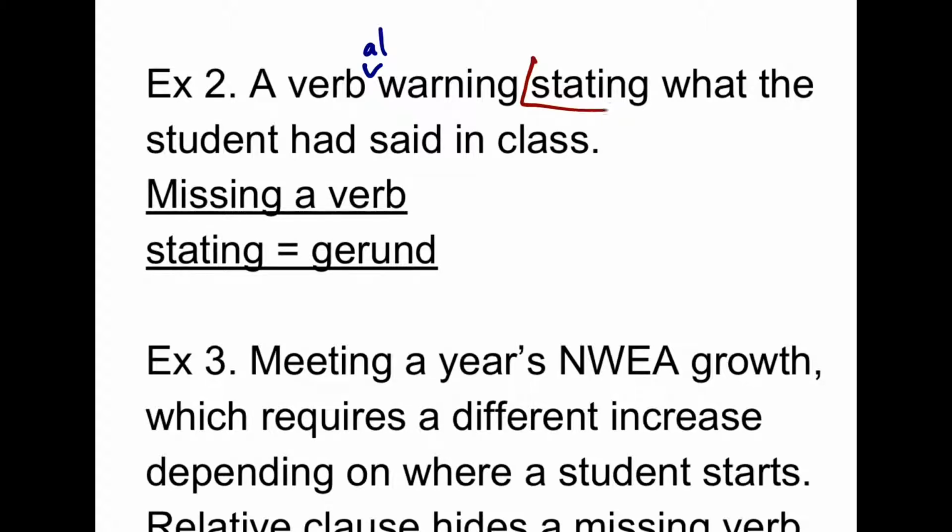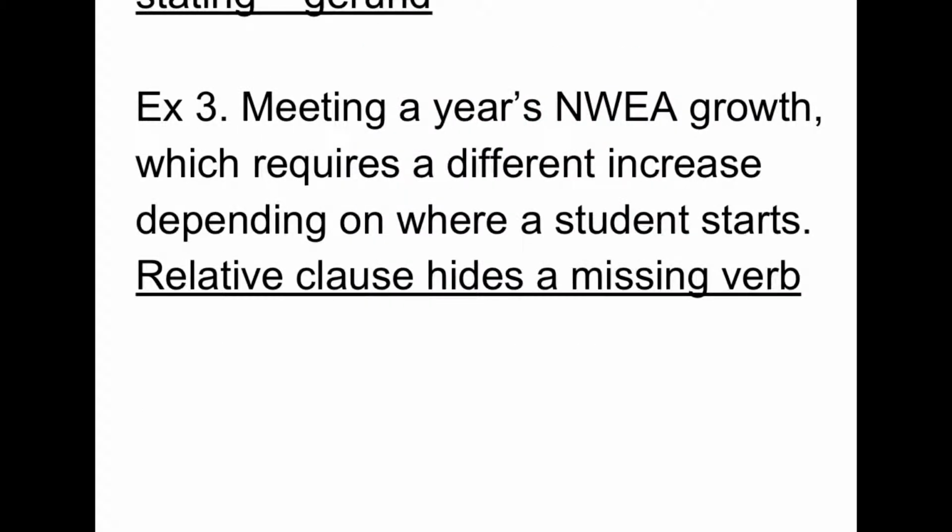Here, stating cannot be the main verb. The ing is the participle form, and here it's used as a noun, or a gerund. Example 3, meeting a year's NWEA growth, and this whole thing, which requires a different increase depending on where a student starts, is describing growth. It's a relative clause. So we have meeting a year's growth, and we're missing a verb. It's hard to see that because there's this much longer relative clause after.